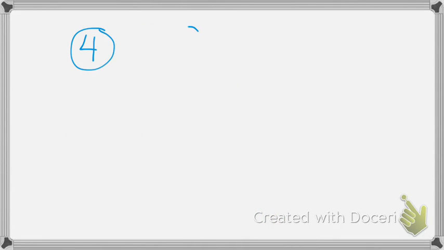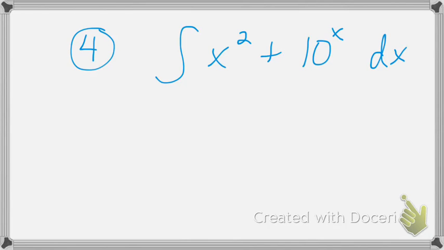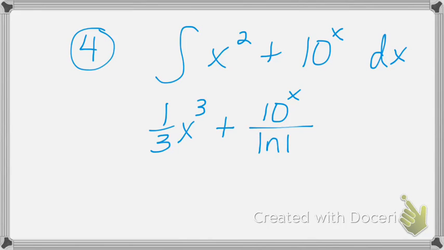Okay, so what about this problem? Do we have to do u substitution on this one? No, there's no u substitution on this one. So what's the antiderivative of x squared? x to the third over 3. And then what's the antiderivative of 10 to the x? 10 to the x over natural log of 10. Good. So I just gave you that one just to kind of get your rules straight.